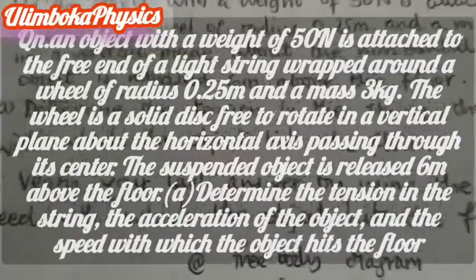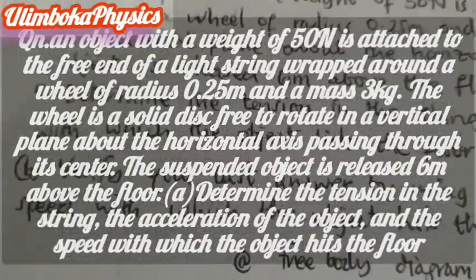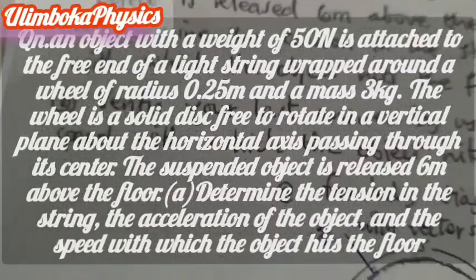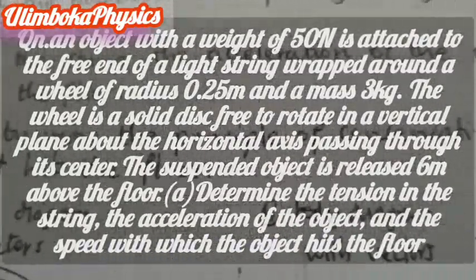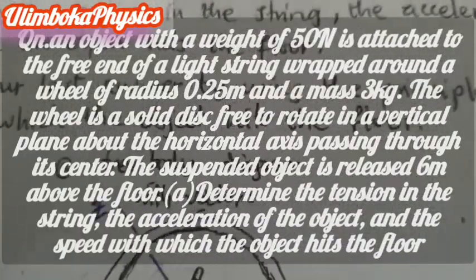Part A: determine the tension in the string, the acceleration of the object, and the speed with which the object hits the floor. Part B: verify your last answer by using the principle of conservation of energy to find the speed with which the object hits the floor.